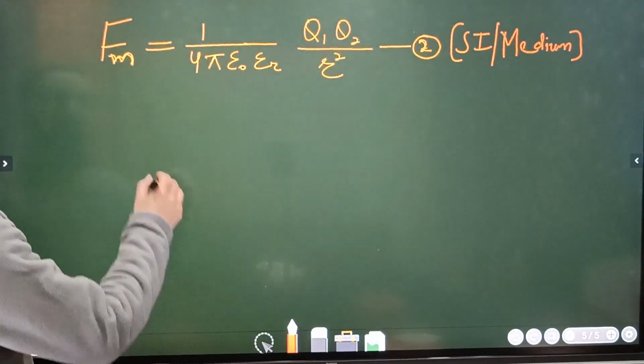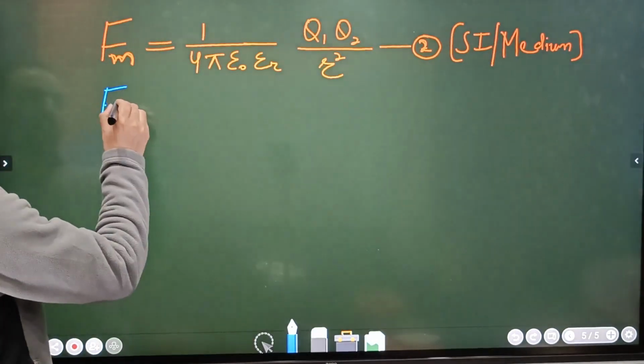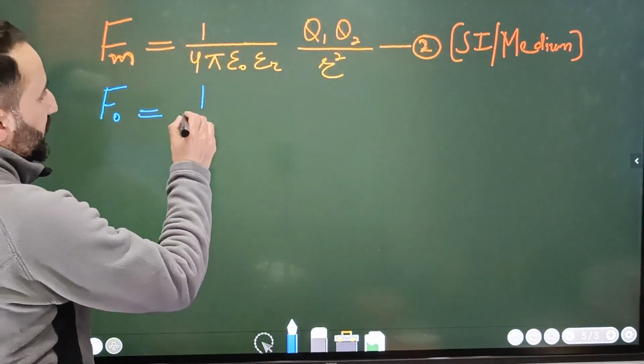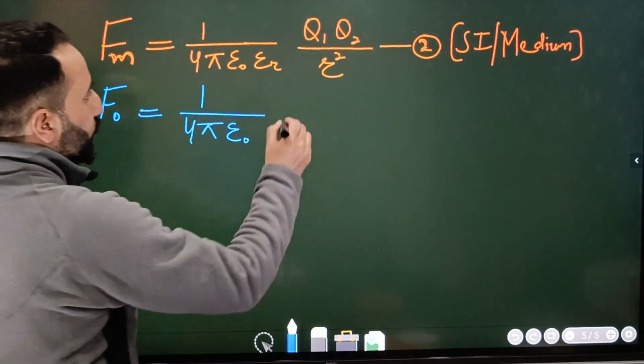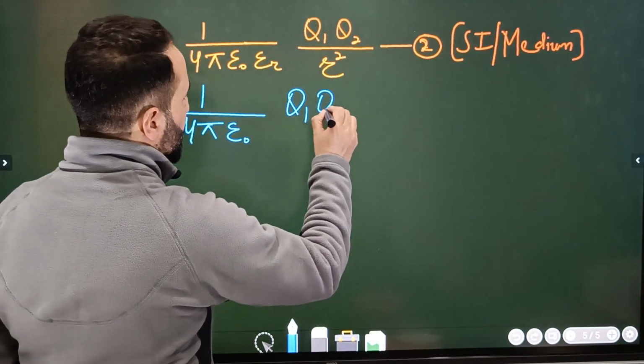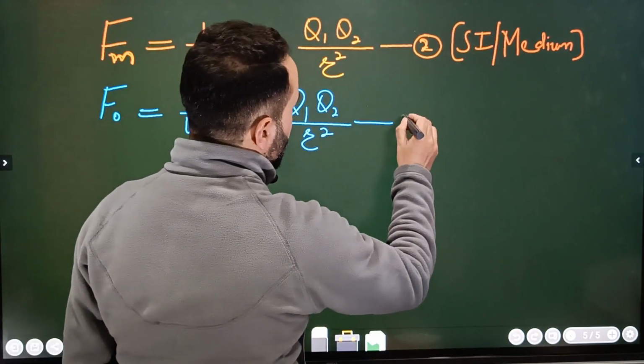Okay. The next equation I will write like this. I will write down here F naught. F naught is equal to 1 by 4 pi epsilon naught Q1 Q2 divided by r square. So this is our next equation, Q1 Q2 divided by r square. This is our equation number 3.